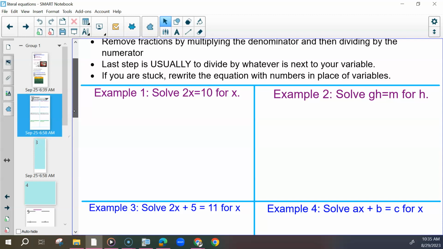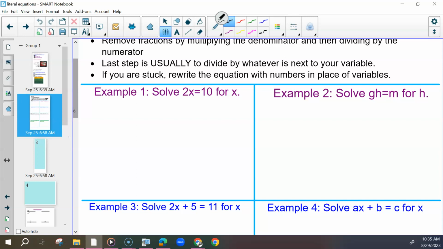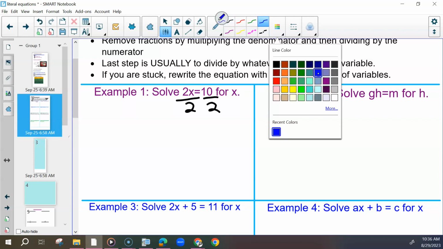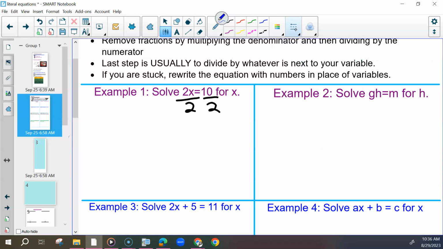So this one is going to give, the questions on the left are going to give you an actual numerical answer. The ones on the right are not. So how would I solve this? How would I get x by itself? Divide both sides by 2, so that we get x equals 5. An actual answer, we could check it.